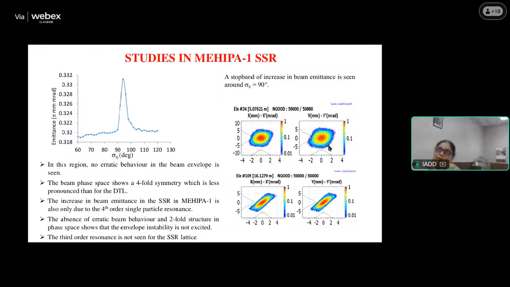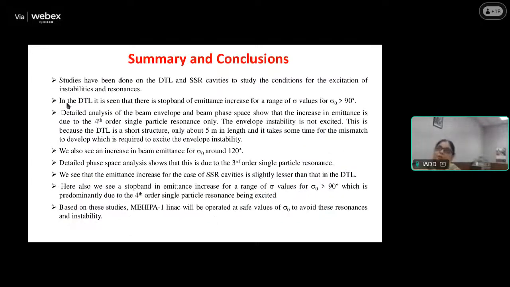Also, if you see, the fourth order resonance is not as pronounced as in the case of DTL. And also the third order resonance is not seen. So just summarizing now, we have done the studies for both SSR and DTL in MEPA 1. And we see that for both the cases, for sigma 0 greater than 90, there is an increase in emittance. And for both the cases, it is seen that the envelope instability is not excited. It is only due to the fourth order resonance.